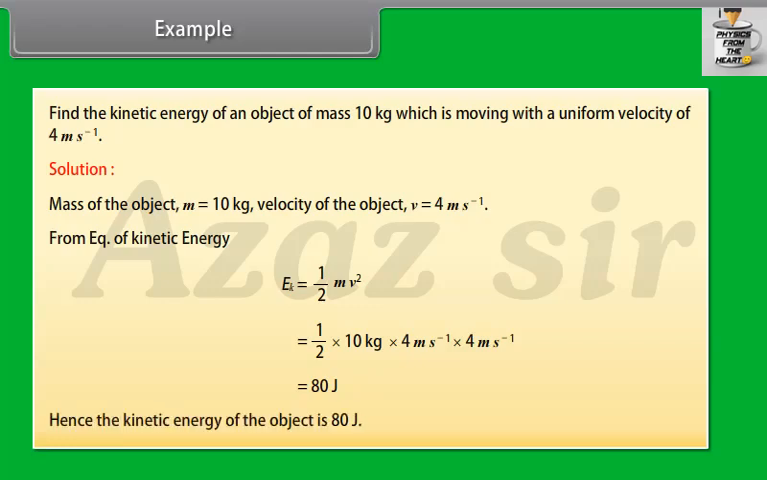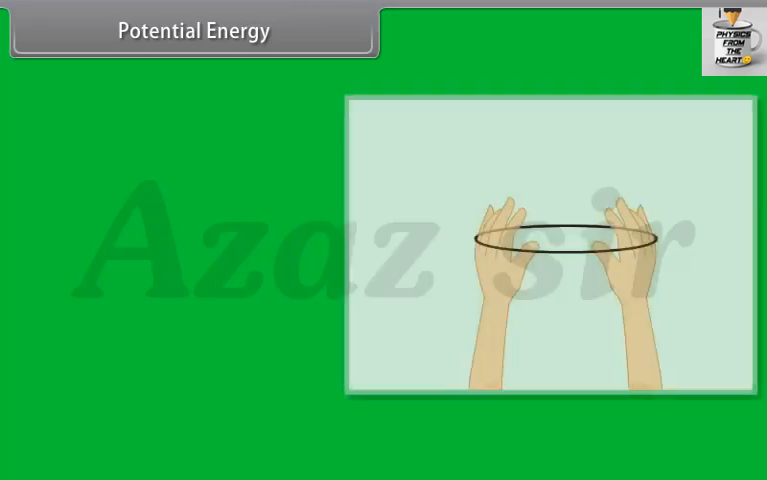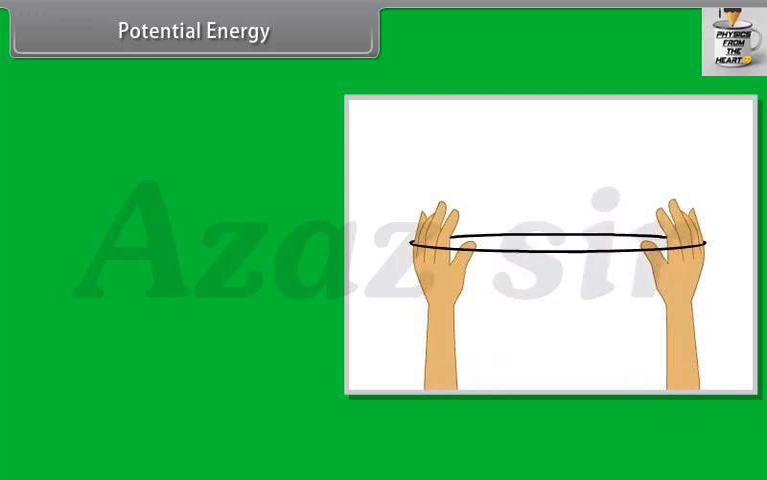Hence, the kinetic energy of the object is 80 joules. Potential energy. To understand potential energy, let's do an activity. Take a rubber band. Hold it at one end and pull from the other. You will see that the band stretches.